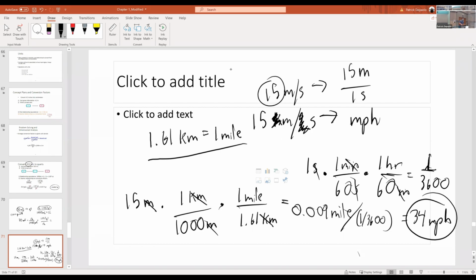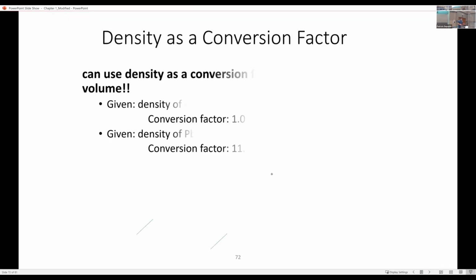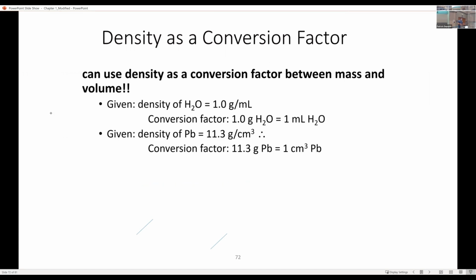Okay, so any questions on that? And any questions on unit conversion as a whole? Because we're almost done with that. Anything else that's important? Oh, density, we'll talk about that in a second. But yeah, any questions on the ones we just did? From anybody online or here? Okay.